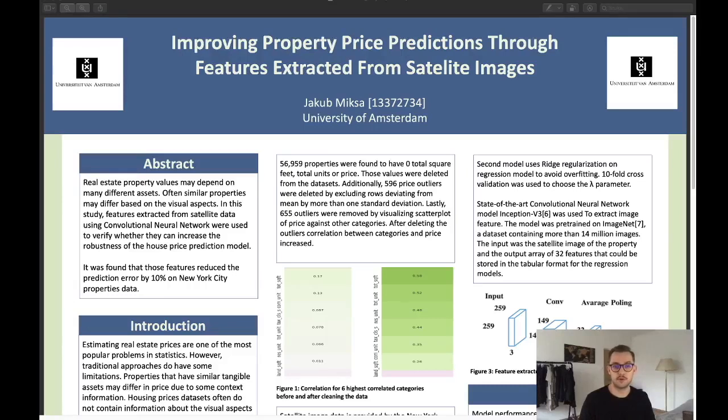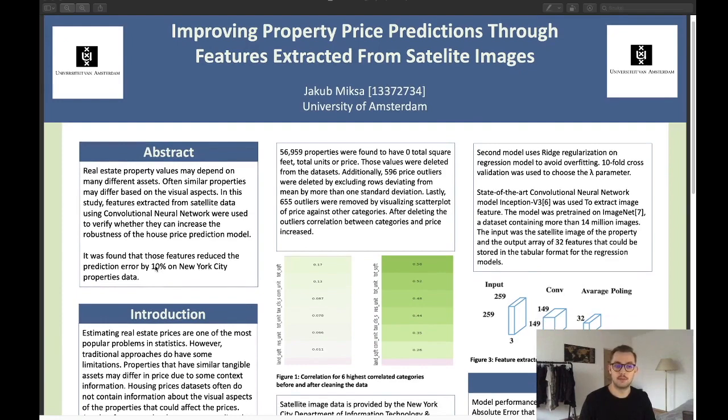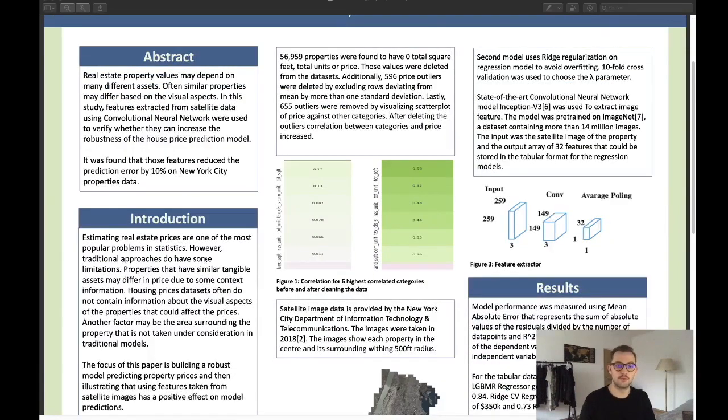So the topic of this research was to build a robust model that would predict housing prices and then check whether visual features taken from satellite images could improve this model. And in fact, in this case, the mean absolute error was decreased by 10%.